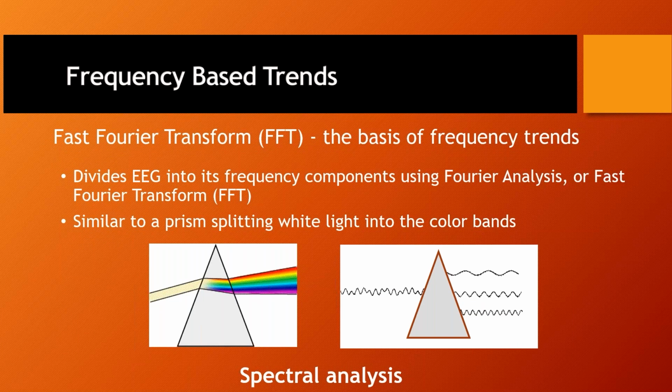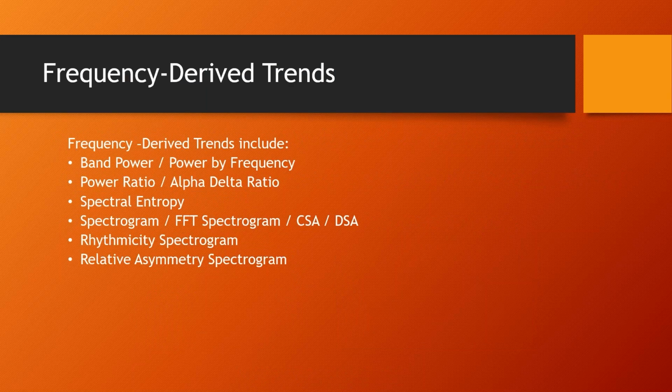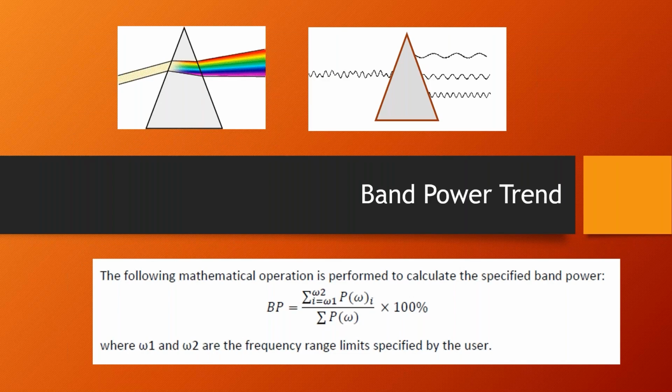Okay, so let's talk about frequency-based trends. All of these are based on the fast Fourier transform. Like a prism splits white light into its different wavelengths, FFT splits a polymorphic waveform into its different frequencies. And so we use the FFTs to identify the frequencies that go into the band power, the power ratio, which is also the alpha delta ratio, and spectral entropy. All of the spectrograms utilize the results of the fast Fourier transform.